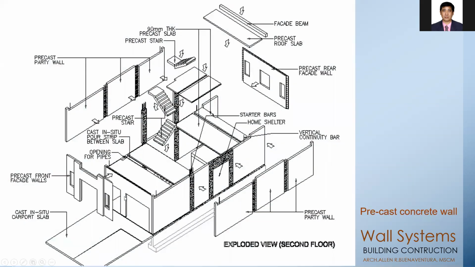This is a sample of a drawing of a precast concrete wall system for a building. So as you can see in the drawing, there are a variety of precast systems that are being used to build this structure. We have the precast party wall, they have a precast rear facade wall, they use a precast roof slab, precast stairs, precast front facade wall, and all of these precast systems are all structurally load-bearing systems.